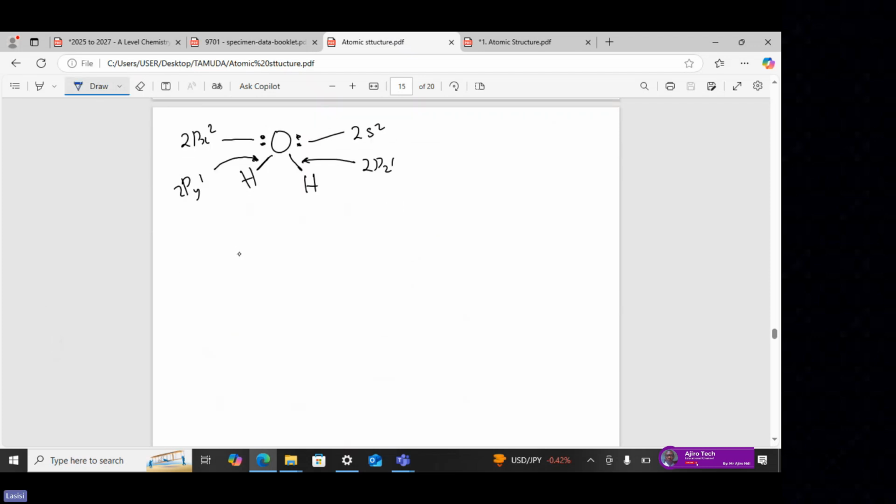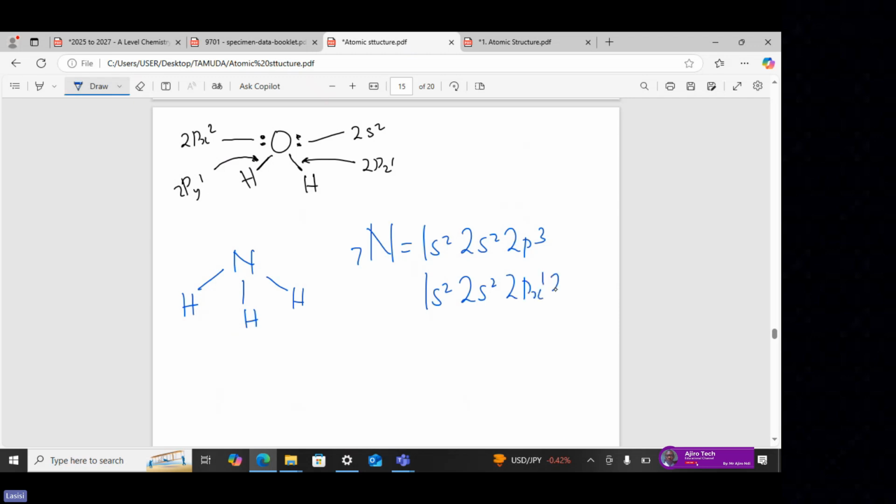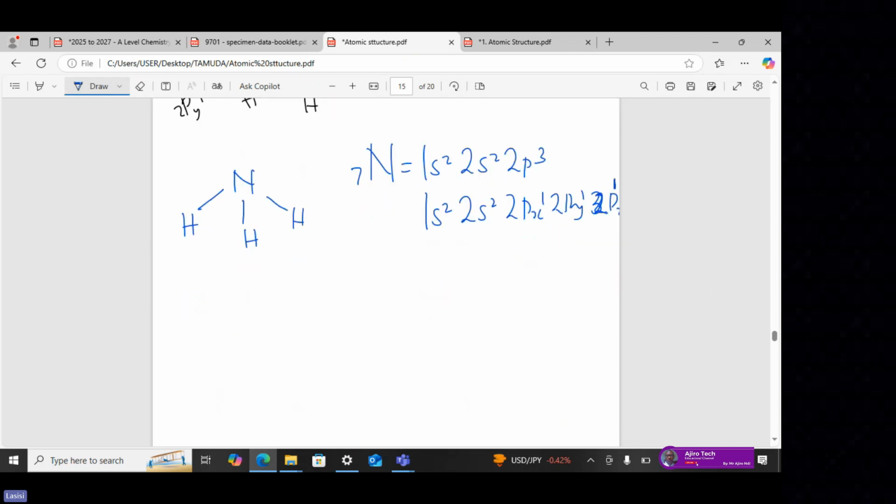Why does nitrogen form 3 bonds? Look at the ammonia molecule. It's very simple to explain. Nitrogen is number 7 and it is 1s2, 2s2, 2p3. What does that mean? 1s2, 2s2, 2px1, 2py1, 2pz1. So it has 3 unpaired electrons. Do you agree to that? 3 unpaired electrons, so you can form a covalent bond.